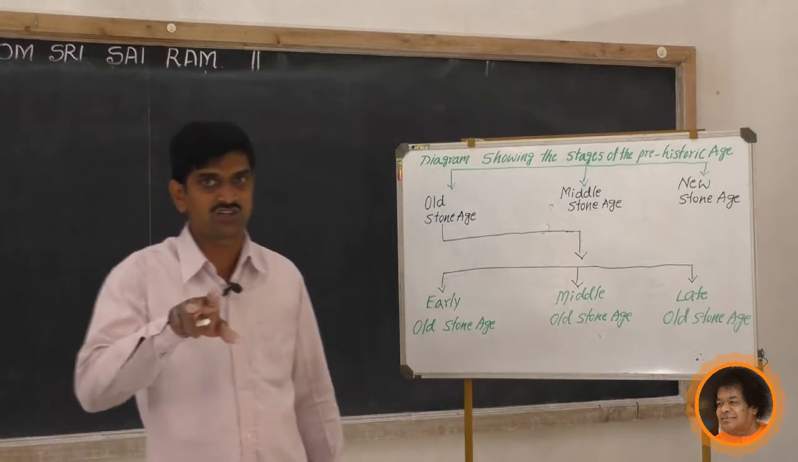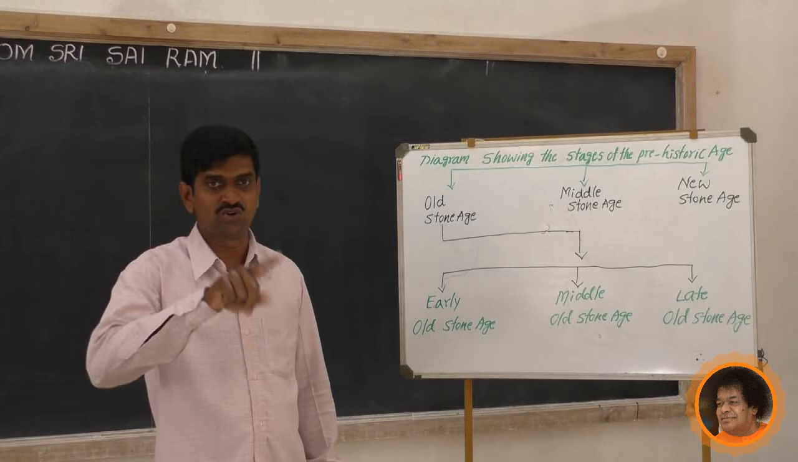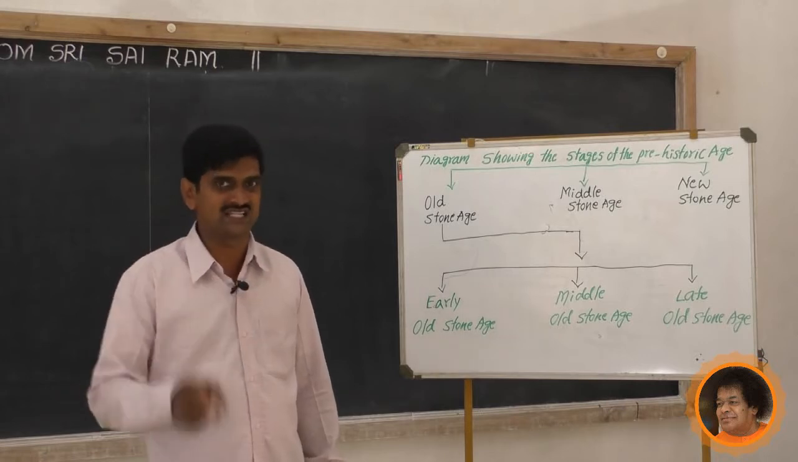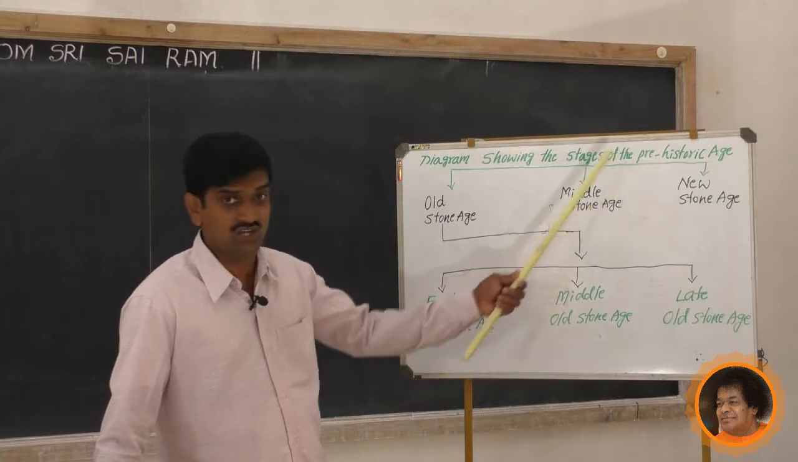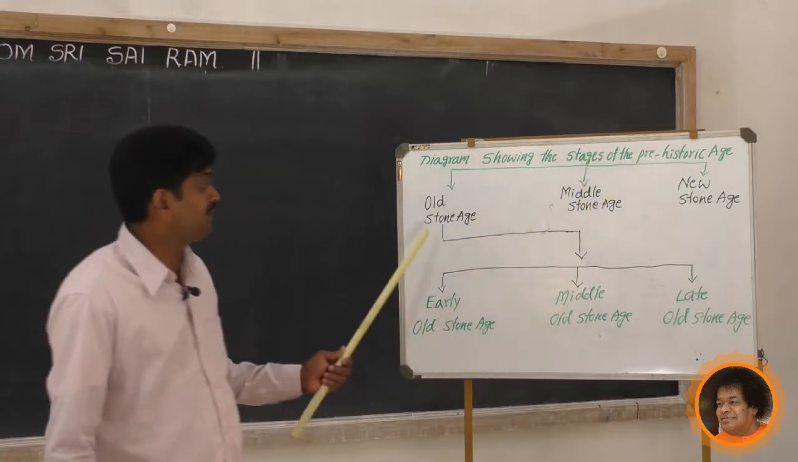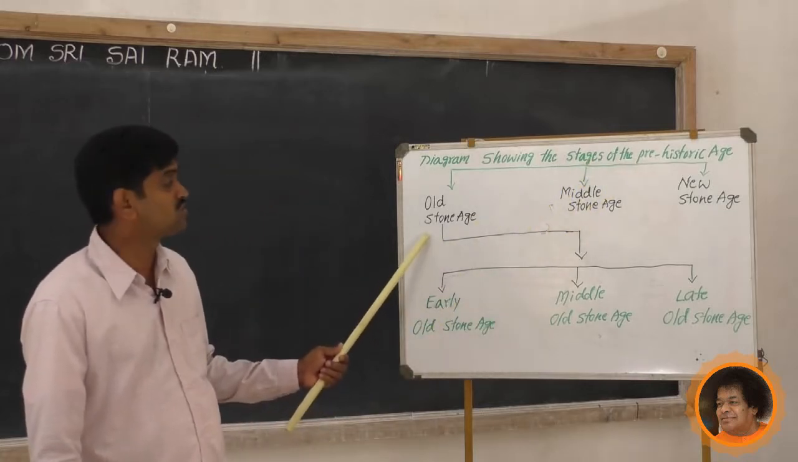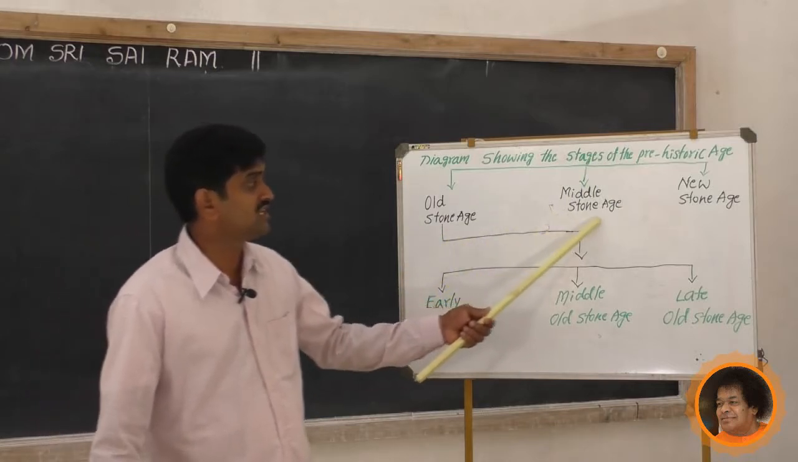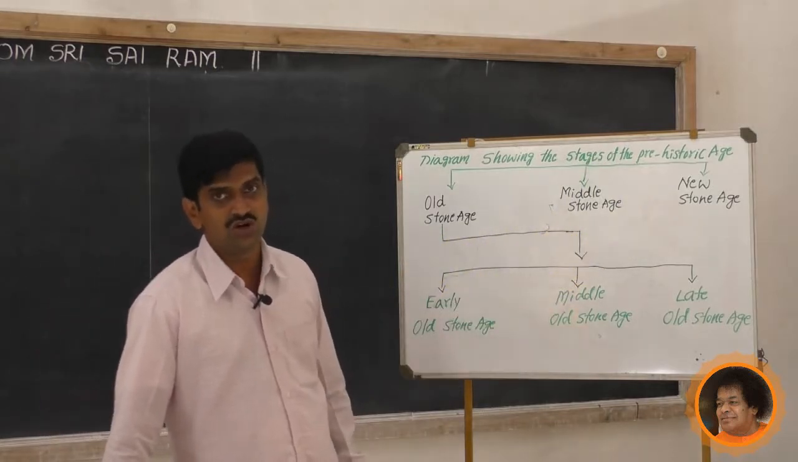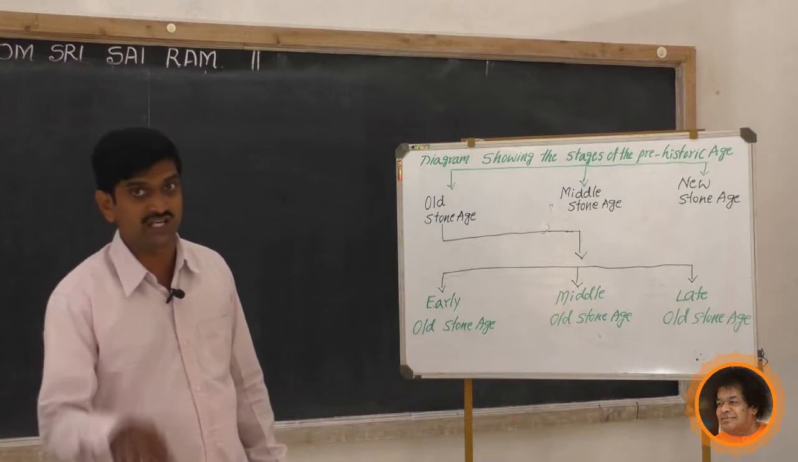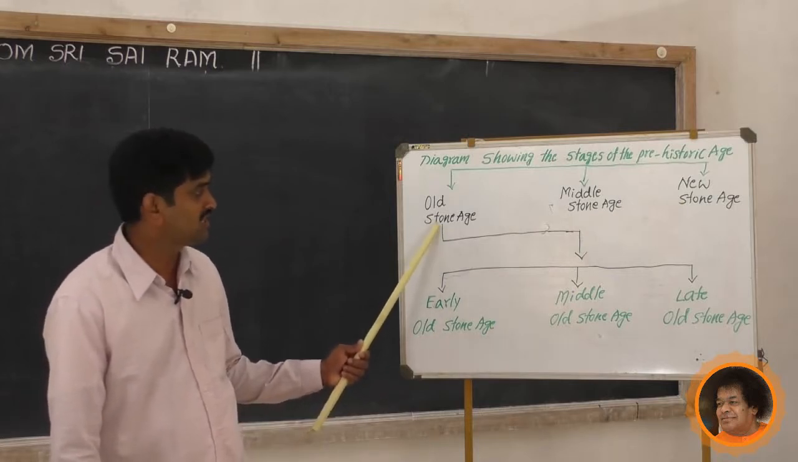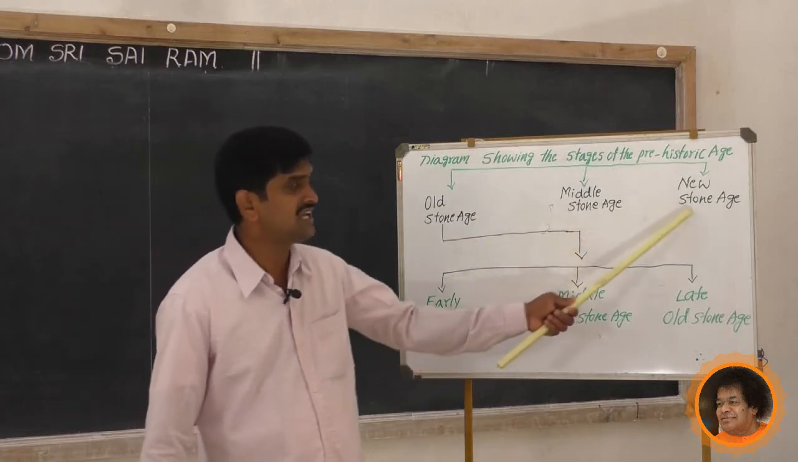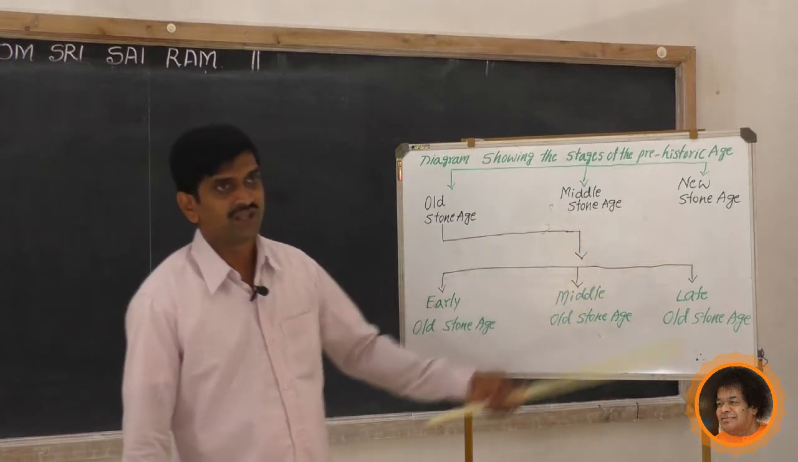We have in the prehistoric period two ages, the Stone Age and the Metal Age. The earlier one is the Stone Age. This Stone Age is divided into three: Old Stone Age, Middle Stone Age and New Stone Age.